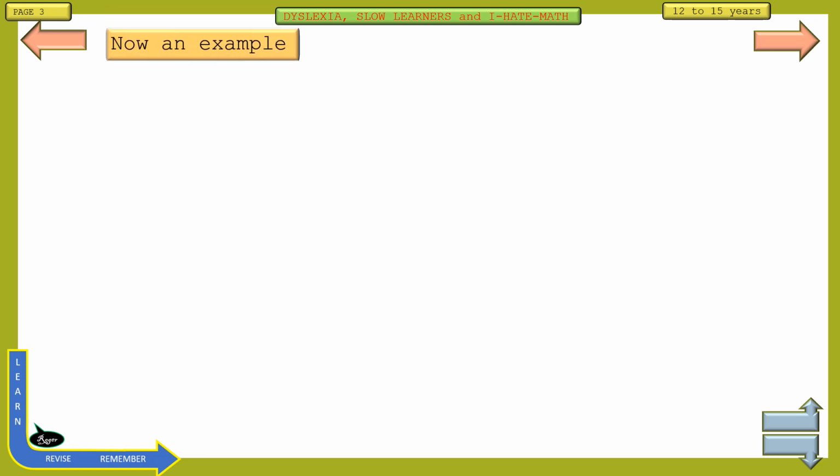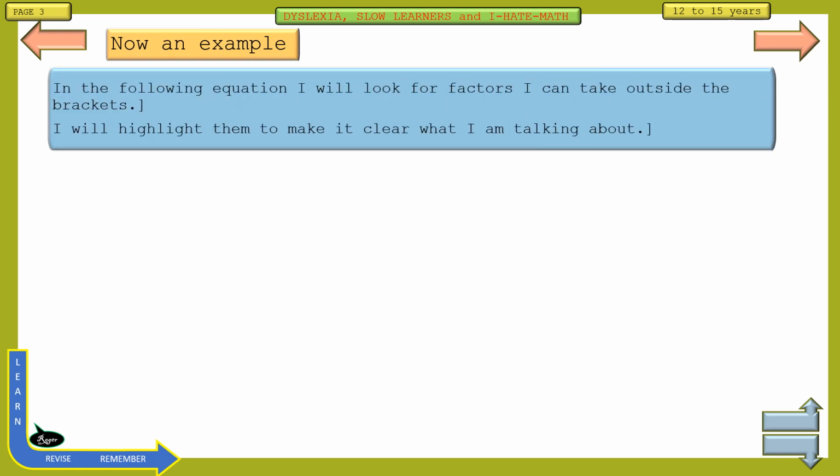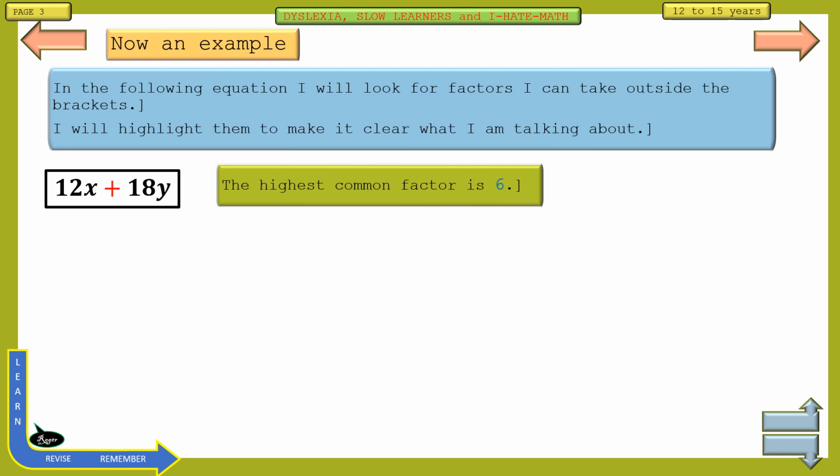And now, an example. In the following equation, I will look for factors I can take outside the brackets. I will highlight them to make it clear what I'm talking about, which will make a nice change. Here is the equation we are dealing with: 12x plus 18y. The highest common factor is 6.